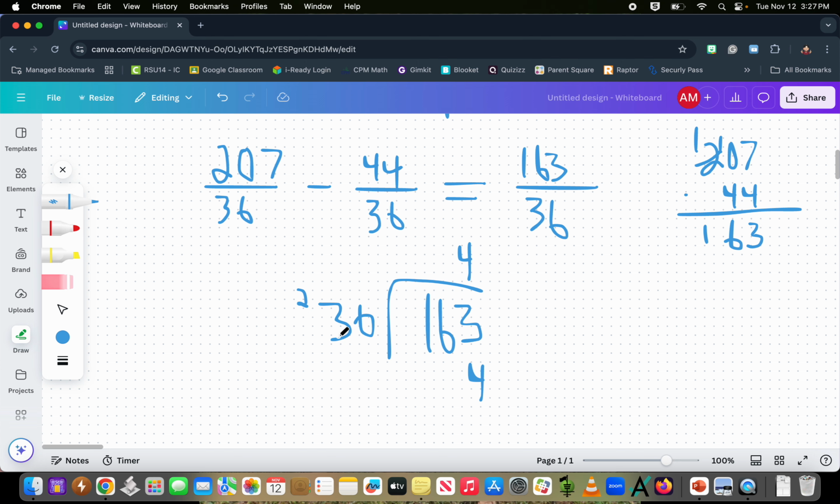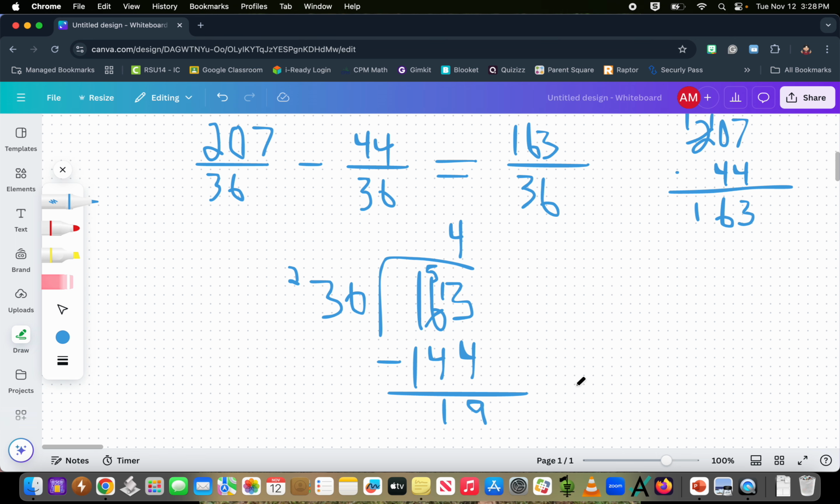4 times 3 is 12. Plus 2 more is 14. It looks like I had a good guess. And if I subtract here, again, I need to borrow. 13 minus 4 is 9. 5 minus 4 is 1. Now we have all the pieces we need.